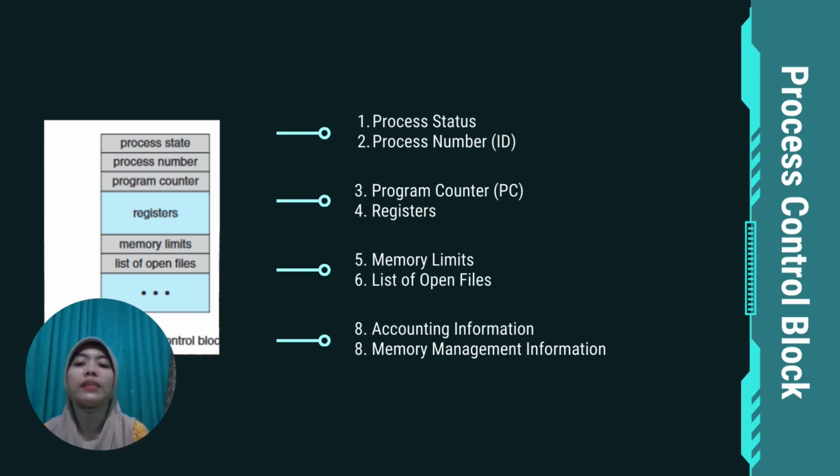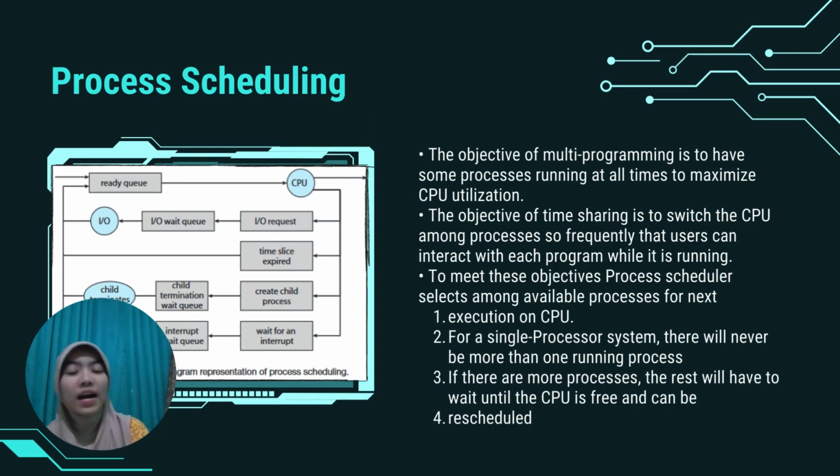In summary, the PCB is a vital data structure in operating systems that encapsulates all essential information about a process, facilitating efficient management and execution of processes in a system. And after that, we will talk about process scheduling, specifically about threads versus processes.